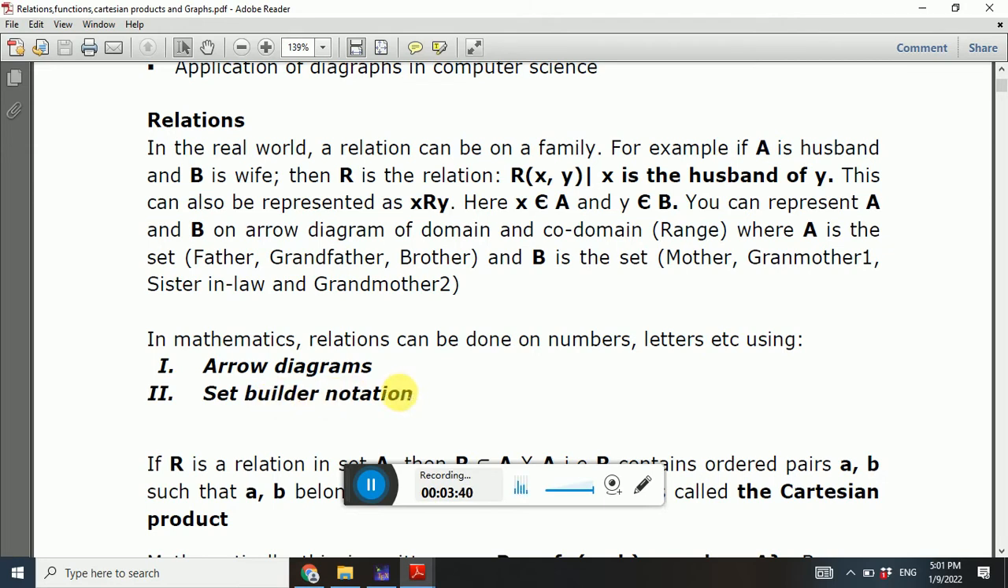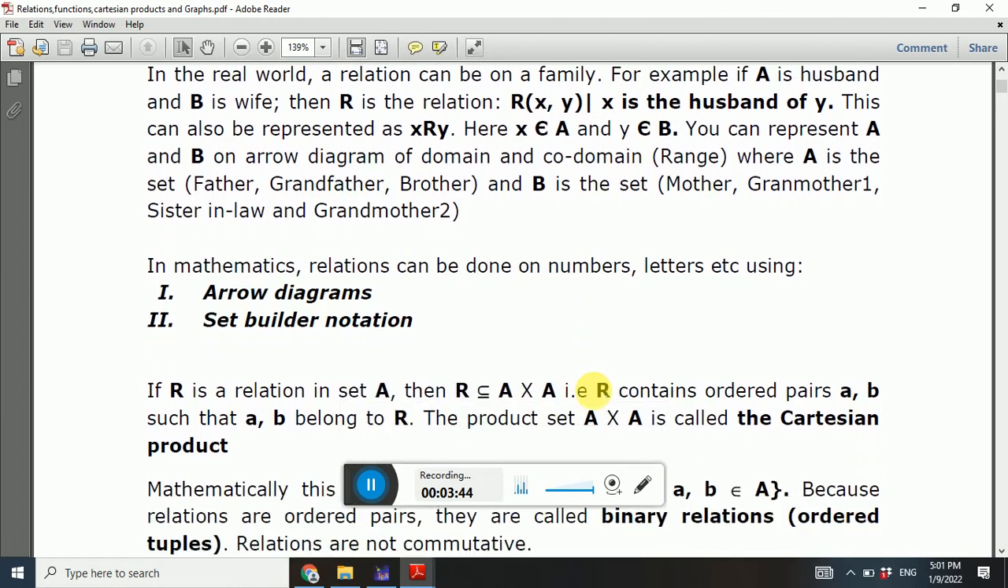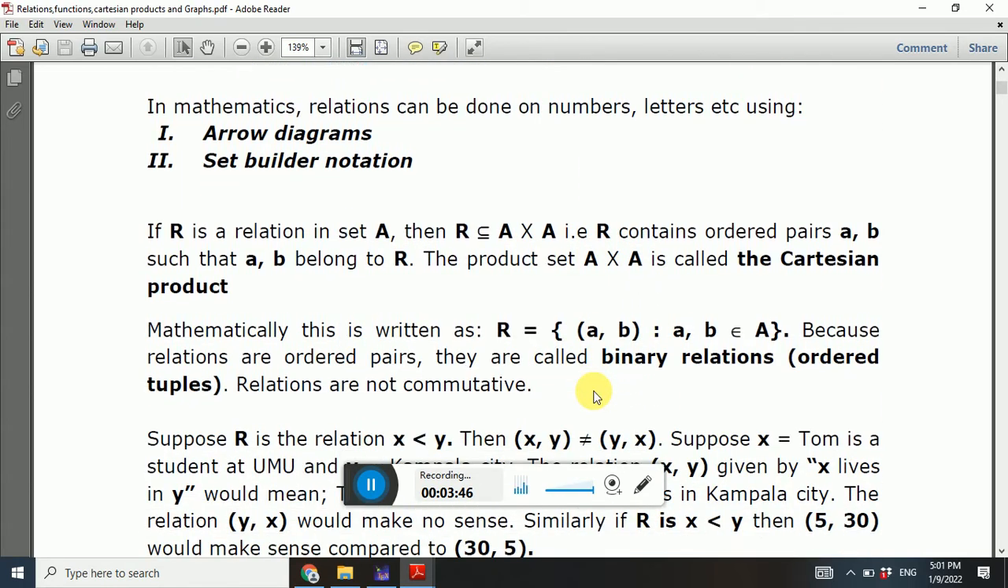I hope you still remember what a set builder notation is. In case you don't remember, here is an example. You looked at it when you were looking at sets. So you have R equals {(a, b) such that a, b belongs to A}. So this is a way of writing elements of a set using the set builder notation.